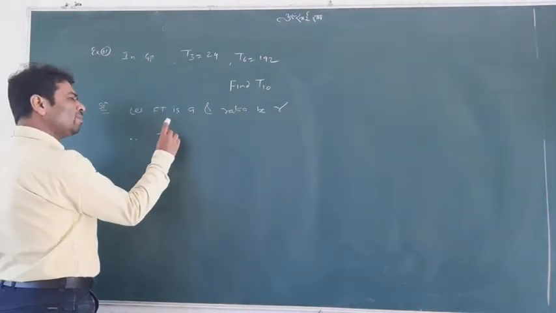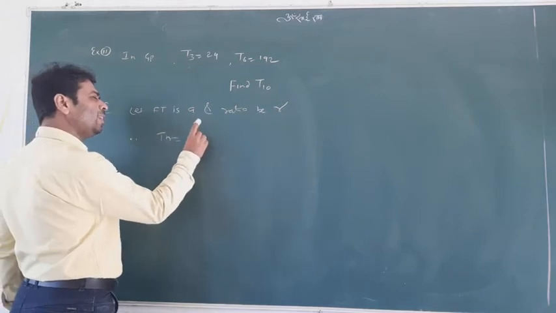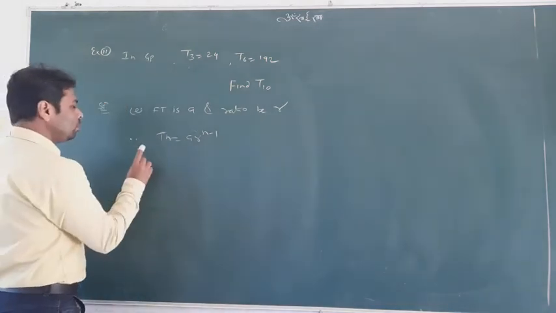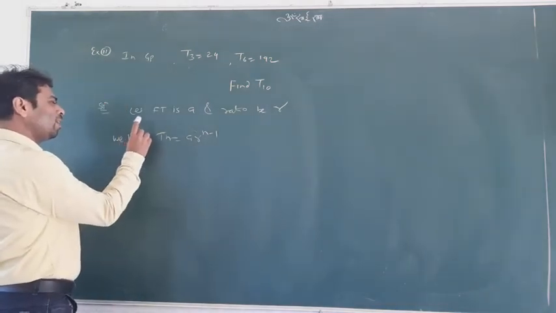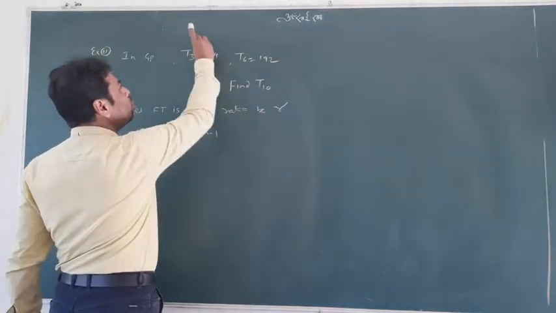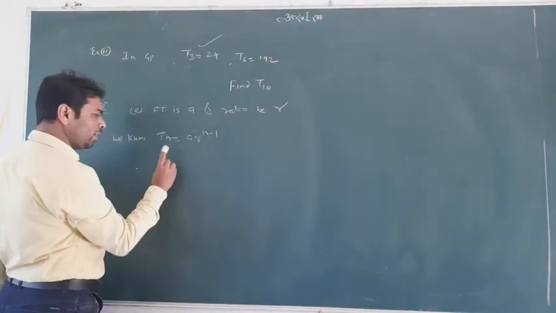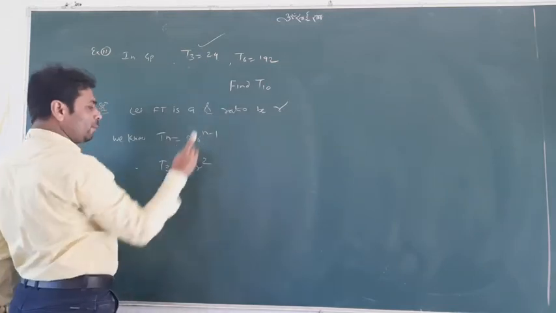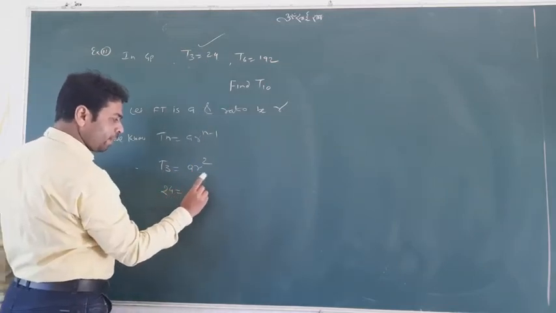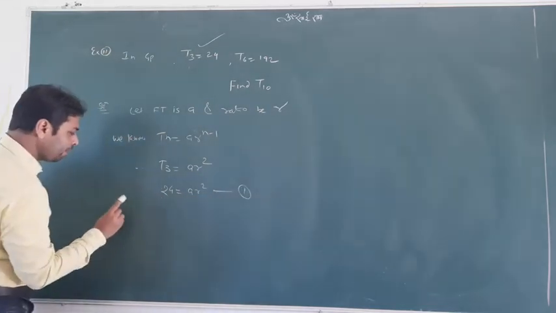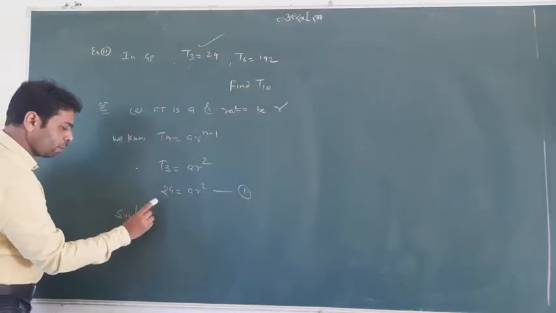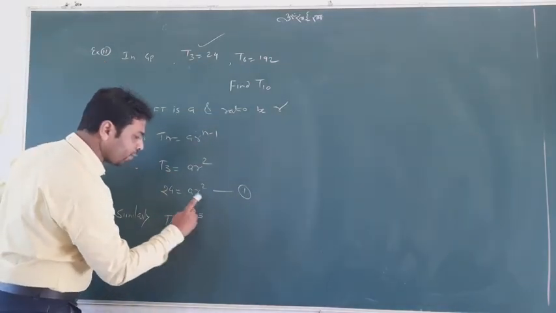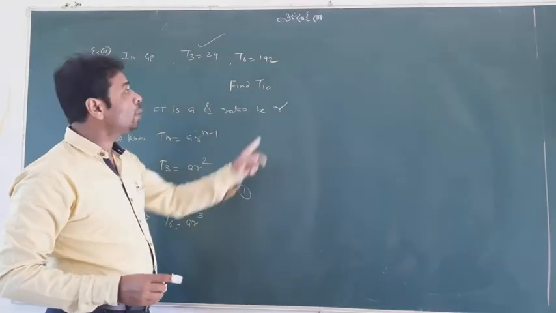So Tn, you know, is a formula. For your help I wrote it here. So we know this is the formula, and I wrote it because I want to use the given T third. So we can write T third equal to AR^(3 minus 1), and this is given as 24. Similarly, T6 is given. So what is T6? AR^5, you know, AR^(n minus 1). So it is 192.